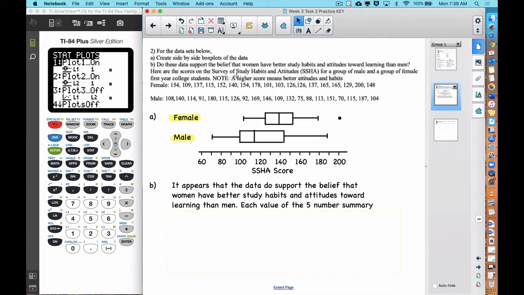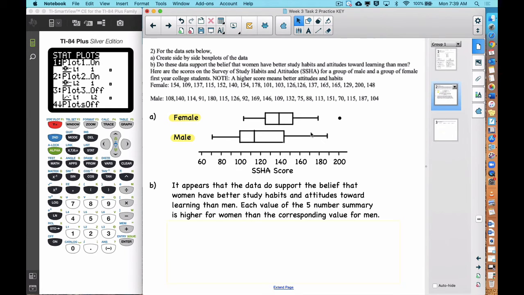So that's just answering their question. But then we also need to support that. If you just started with that, you would not get full credit. So I said each value of the 5-number summary is higher for women than the corresponding value for men. So max bigger than max, Q3 bigger than Q3, median bigger than median, and so on.